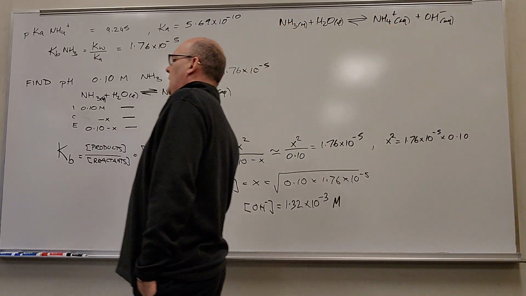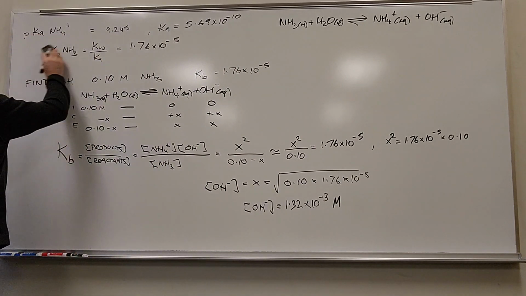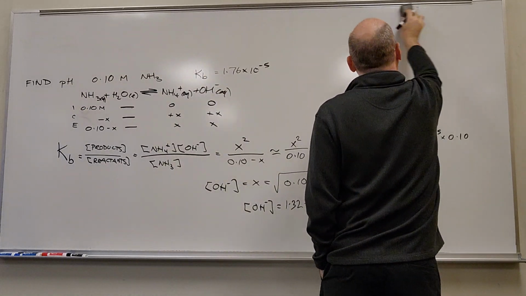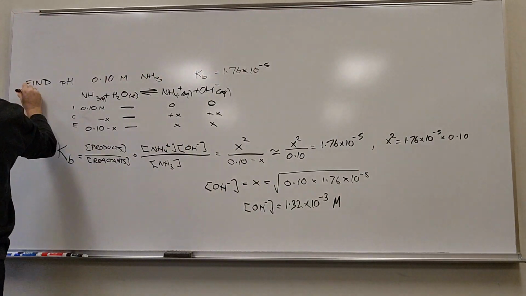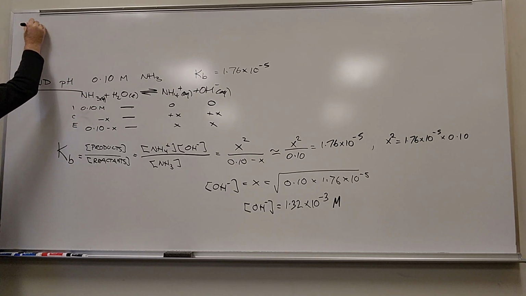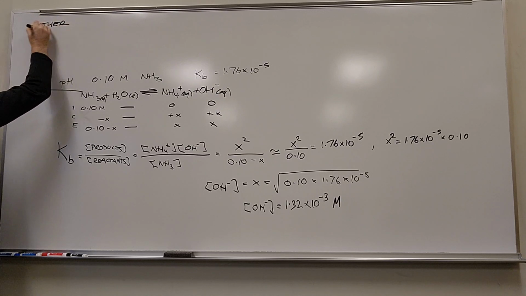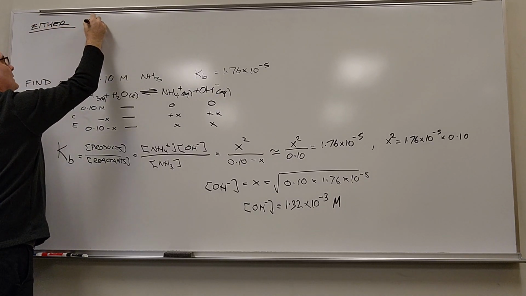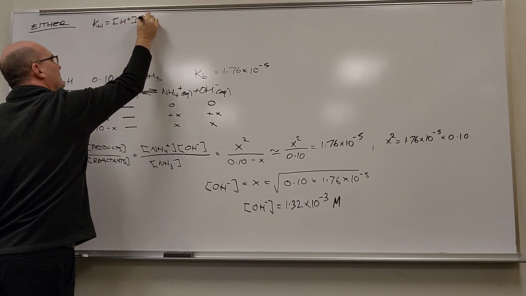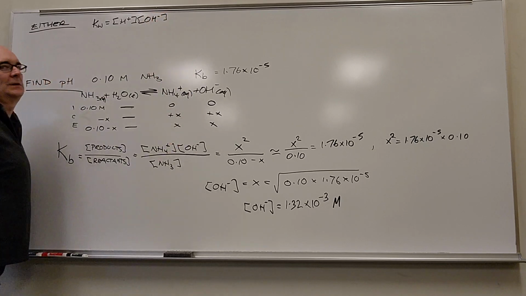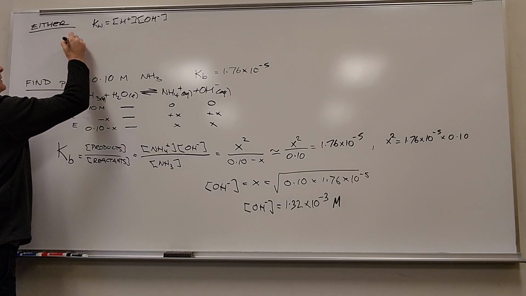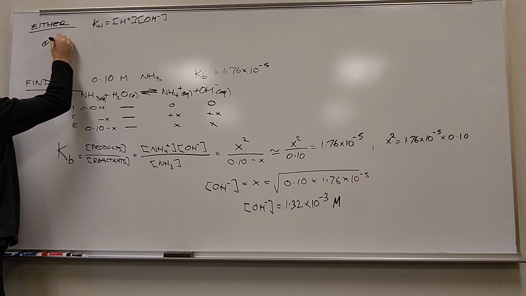All right, we've found the concentration of OH. That's not what the question is asking. The question says find the pH. Either you go Kw is the concentration of H plus multiplied by the concentration of OH minus. And Kw at 25 degrees Celsius.